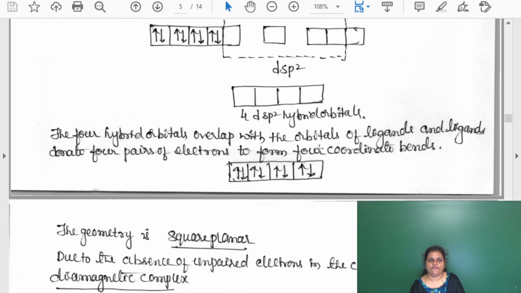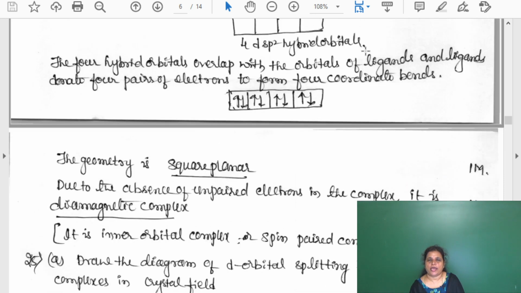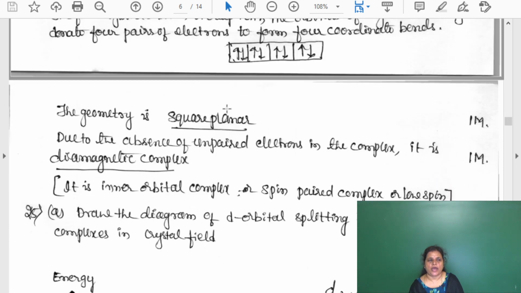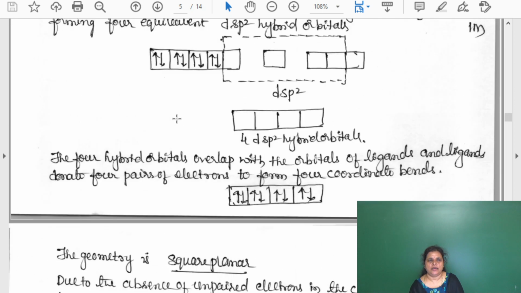So you will get 4 equivalent dsp2 hybrid orbitals, and the 4 hybrid orbitals overlap with the orbitals of the ligands, and the ligands donate 4 pairs of electrons to form 4 coordinate bonds, and hence the geometry is square planar. If you have written the words square planar geometry, then that carries 1 mark. Okay, now, due to the absence of unpaired electrons, here the electrons are completely paired up.